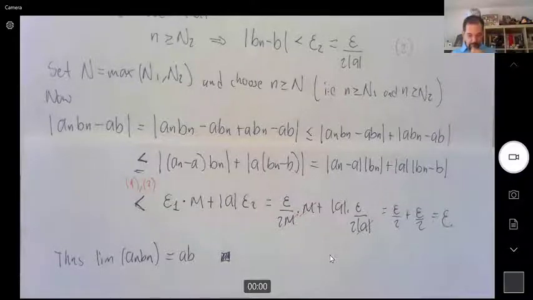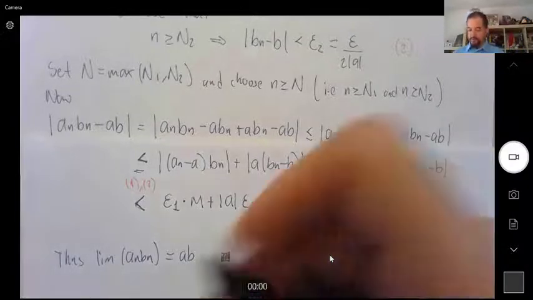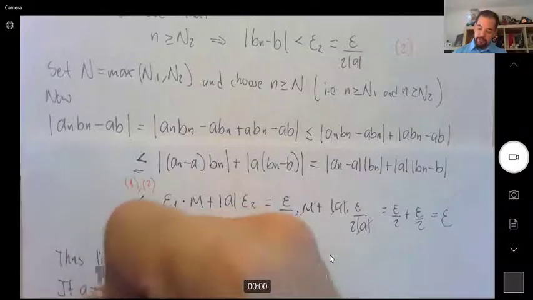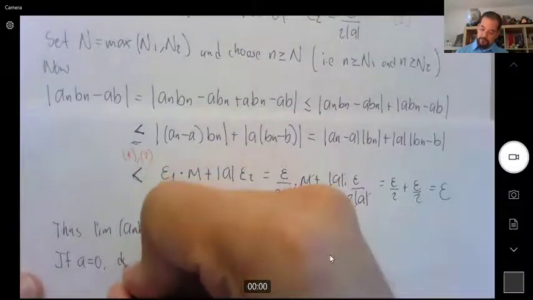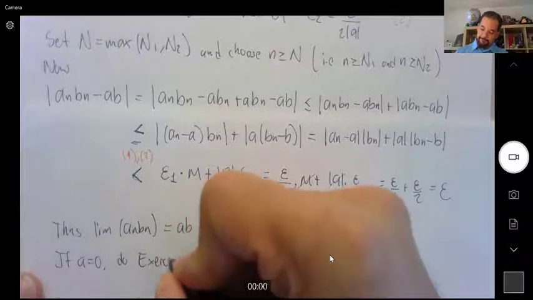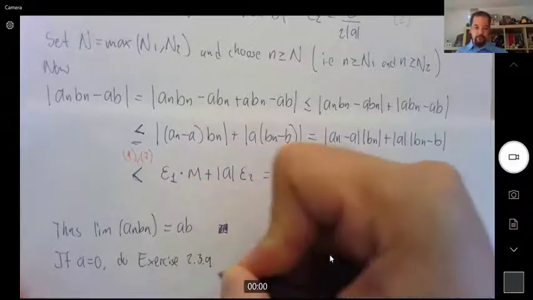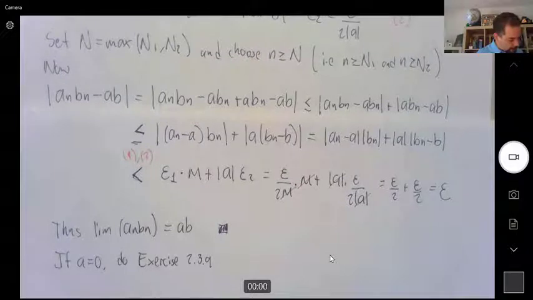Okay, so again, we left a case pending here, which is what happens when A is 0. And I think, let me just quickly check, but I believe it may be one of your problems in the homework. Let me see if it's exactly written like that. Yes, it's exercise 2.3.9. So if A equals 0, do exercise 2.3.9. So you're supposed to be able to handle that case by yourselves, and I agree.